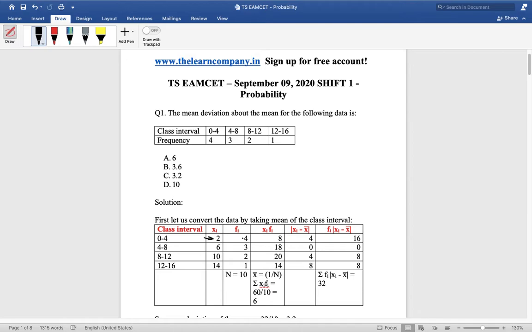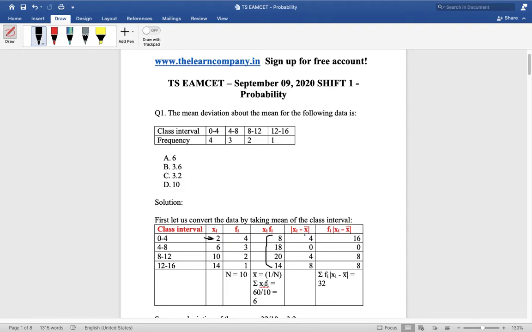Now it's just a routine problem where you first compute the mean of this data. So xifi: 2 into 4 is 8, 6 into 3 is 18, 10 into 2 is 20, 14 into 1 is 14. You compute the sum of all these and divide it by the total data points, which is 4 plus 3 plus 2 plus 1 is 10. So n is equal to 10. 8 plus 18 plus 20 plus 14 is 60, divided by 10 is 6, so the mean is 6.